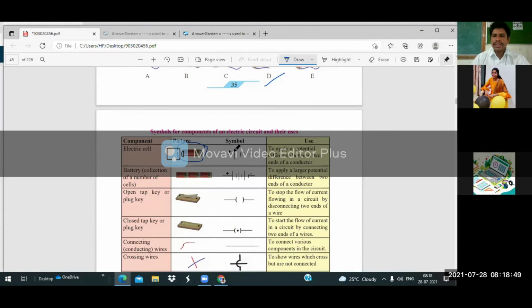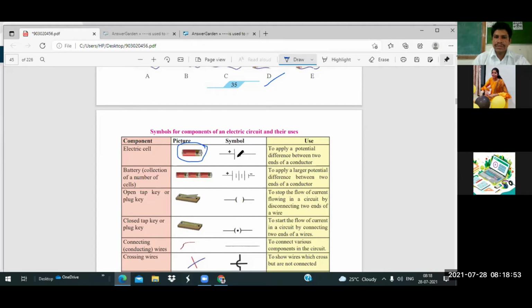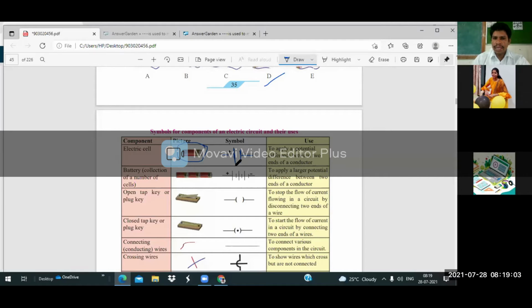Okay, so we can show it symbolically by this: one side positive and one side negative. These symbols you have to draw when the symbols are asked; maybe the question is asked like this: draw the symbol of that. One end should be bigger and one end smaller. And what is the use of this? To apply the potential difference between two ends of a conductor.